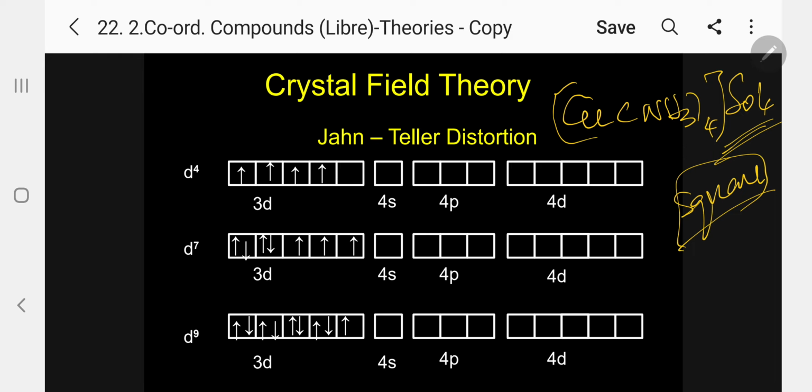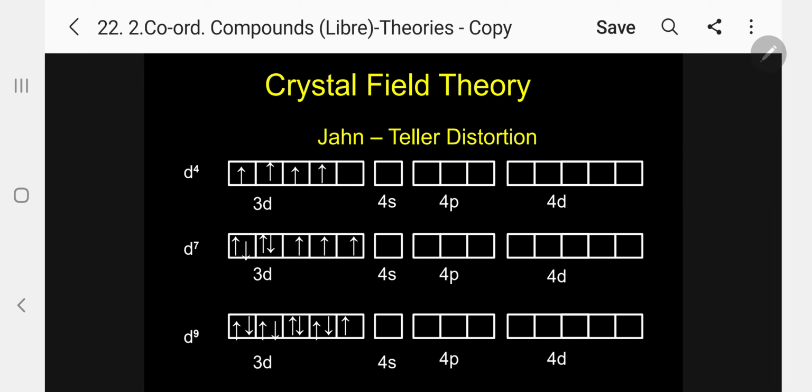No reason is given. So in order to explain these defects, the Jahn-Teller distortion was introduced to explain these facts. What is Jahn-Teller distortion? Kindly follow: transition metal atoms having a d4 configuration in the ion during the formation of the complex, or d7 configuration, or d9 configuration. Please follow, my dear students. This should be memorized: d4, d7 and d9 configuration.